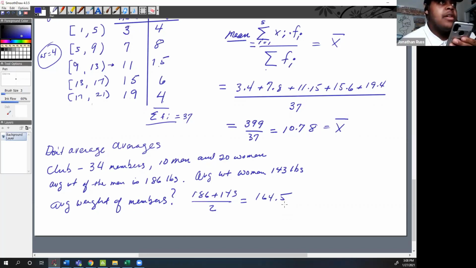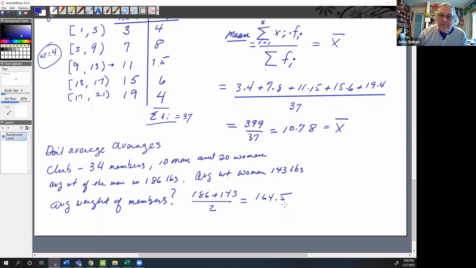I think I might know why. Jonathan, share with us why. Well, is this the average weight of a single person, or of the 10 people in general? Because if this is the average of a single person, you need to multiply that average weight of one person by 10, and same with the women, and then add those together and divide it by 34. I think that'll be the most logical thing to do.